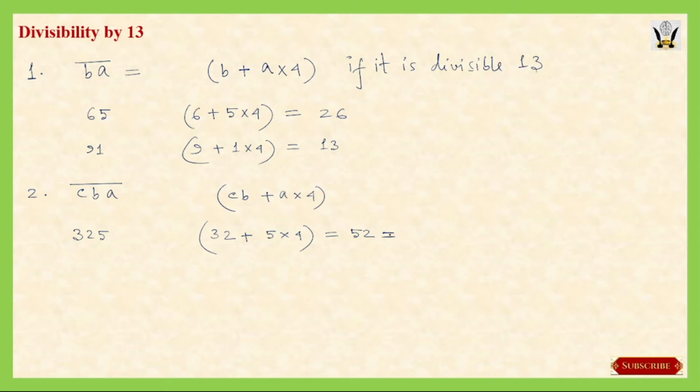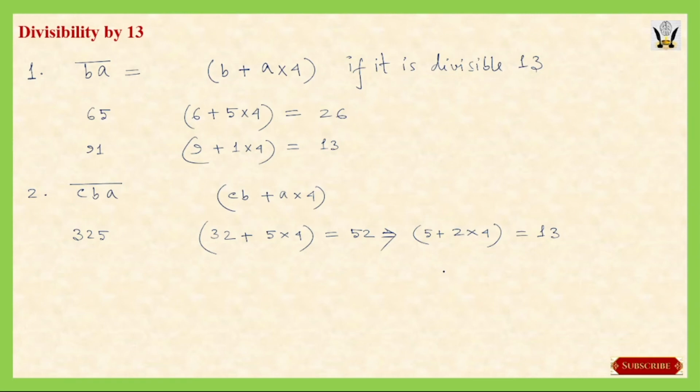So again for 52 we will multiply the digit at the units place by 4, and then add the rest of the number. This time it will be 8 plus 5, which is 13. Now we cannot say that we don't know whether 13 is divisible by 13 or not, because it is. So this is how we can check.